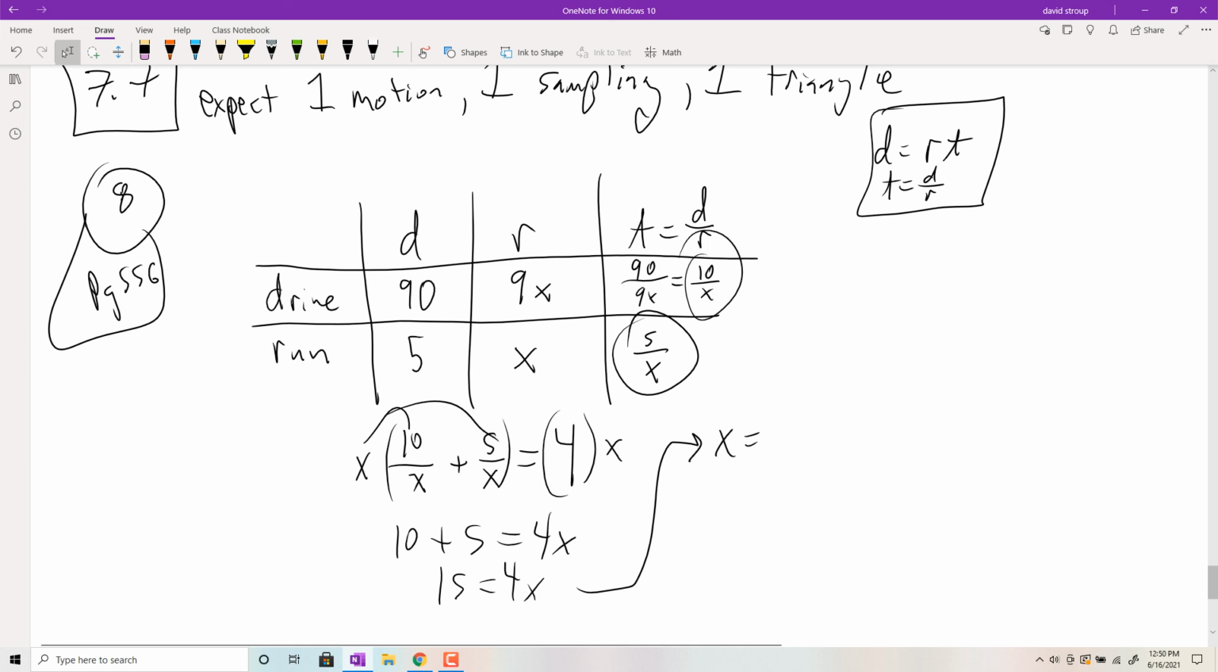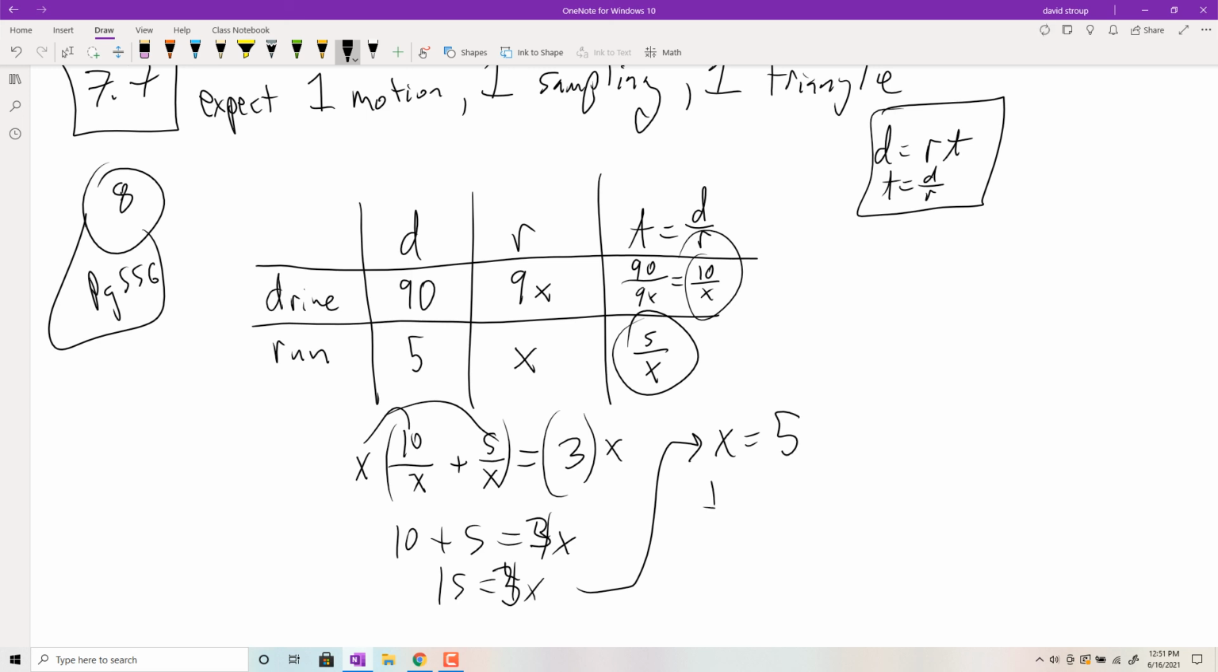It's 3, not 4. I must have read the wrong problem or something. If the total time for driving and running is 3 hours, and I put a 4 there, it should be a 3. Sorry about that. So this is 3, 3, 3, and then dividing, you get 5.